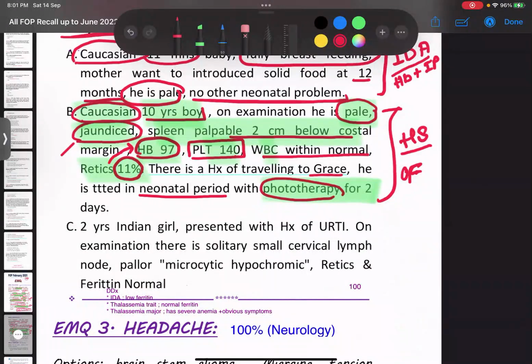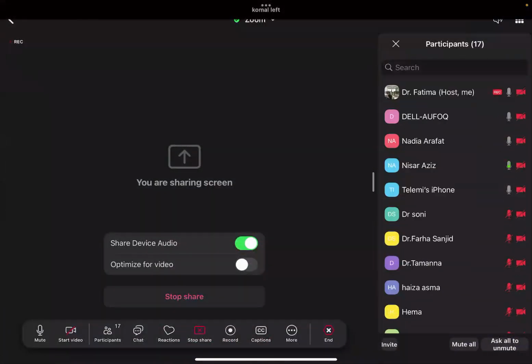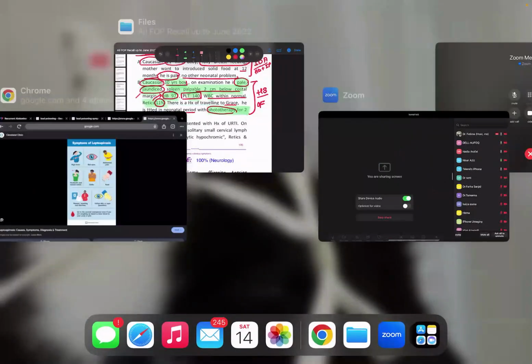Sorry for the interruption, ma'am. Is malaria another condition where splenomegaly will occur regardless of the clinical features? Yes, we can consider this in a case, but then see, Caucasian child. I'm not considering it for this MCQ because this is a Caucasian baby. This is not an Asian baby or African baby. I just want to ask, anemia plus splenomegaly, will we consider malaria also?